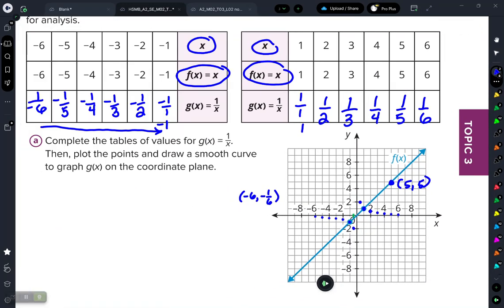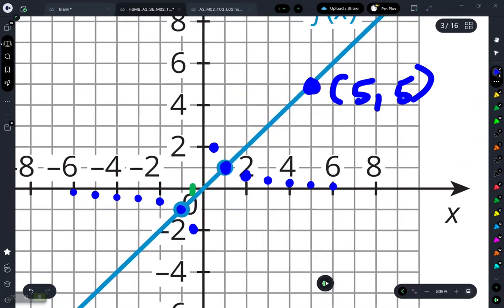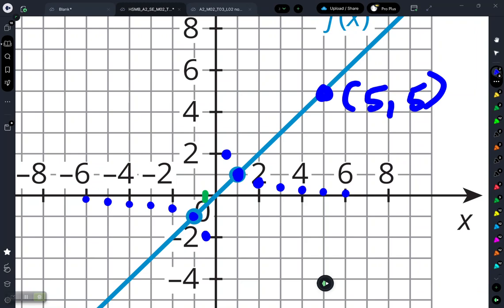So we plotted the points. Now we're going to draw a smooth curve. Okay, so the curve from the points that we have are going to look like this, just for the ones that we have. We need some more points maybe to kind of see what's going to happen.